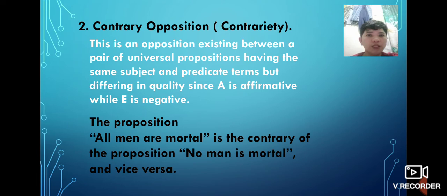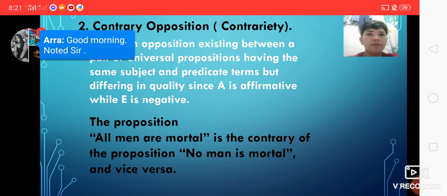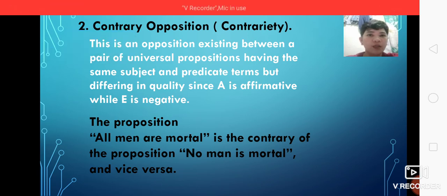Here is the example: the proposition all men are mortal is the contrary of the proposition no man is mortal and vice versa. In this example, all men are mortal uses the affirmative A, and no man is mortal uses the negative E.